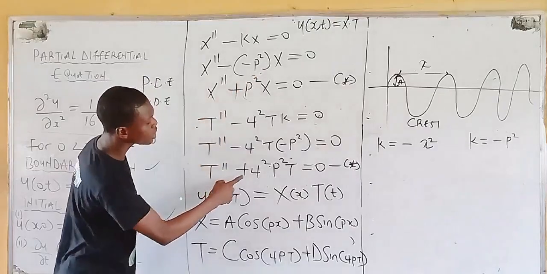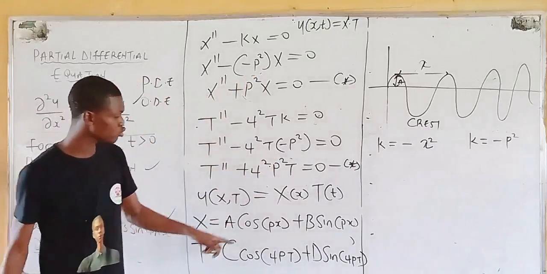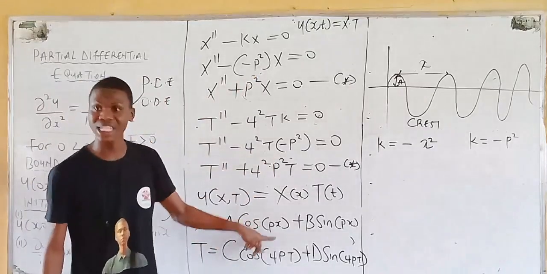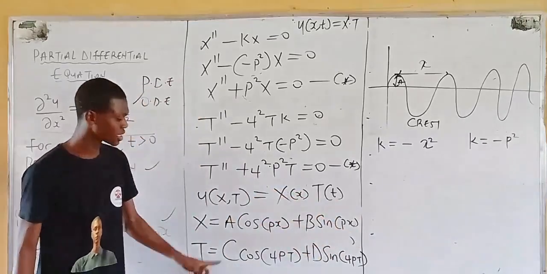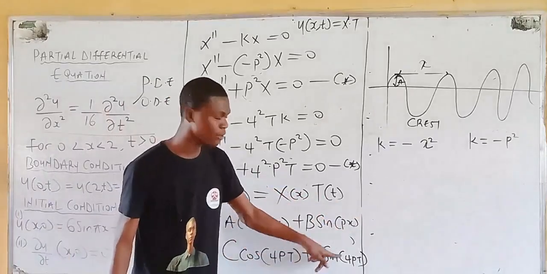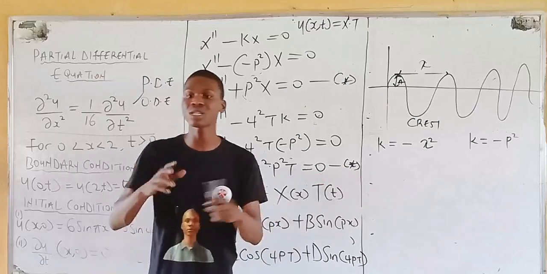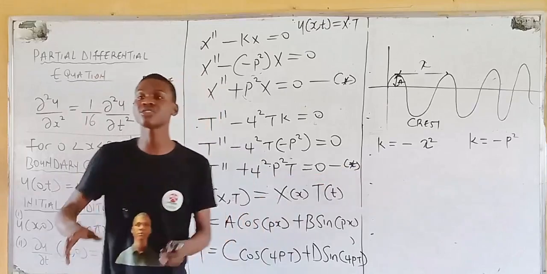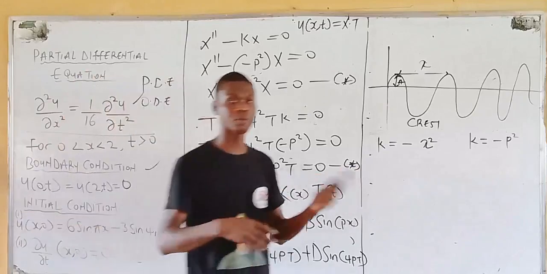I'll also be having positive lambda squared. Then you write your solution: it will be a cos lambda x plus b sin lambda x. This one too will be what? c cos 4 lambda t plus d sin 4 lambda t. So that's it. But I just did the first one to understand that not necessarily do you equate it to lambda always, because some textbooks use it vice versa.